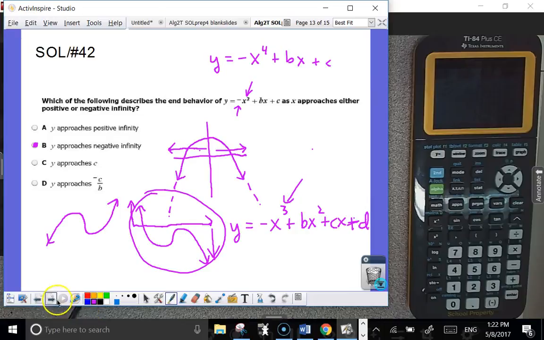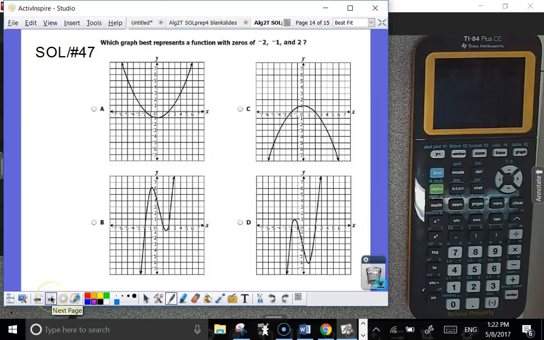Okay, next. Which graph best represents a function that has zeros of negative 2, negative 1, and positive 2? This is really an Algebra 1 question, but I don't know, it's in there.